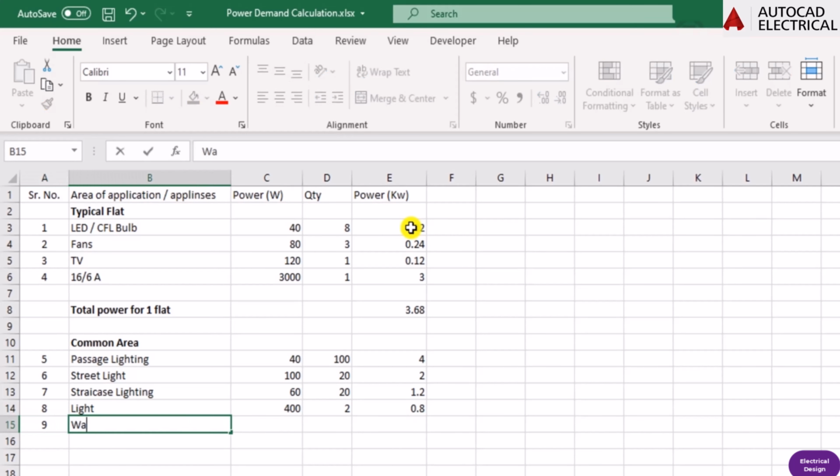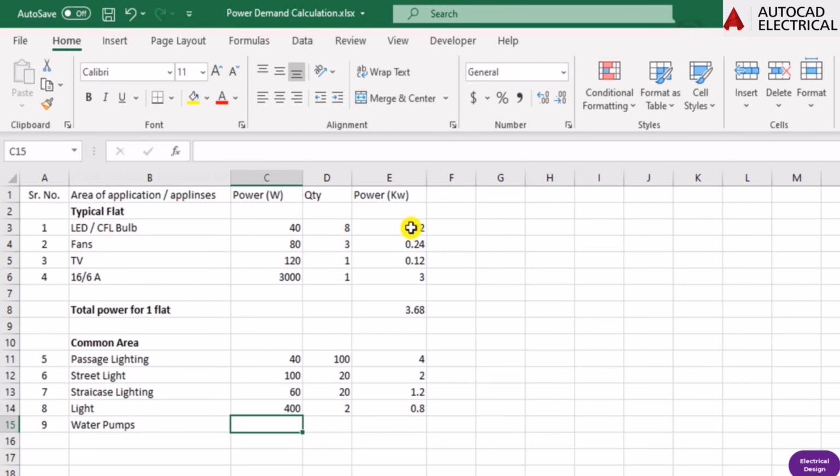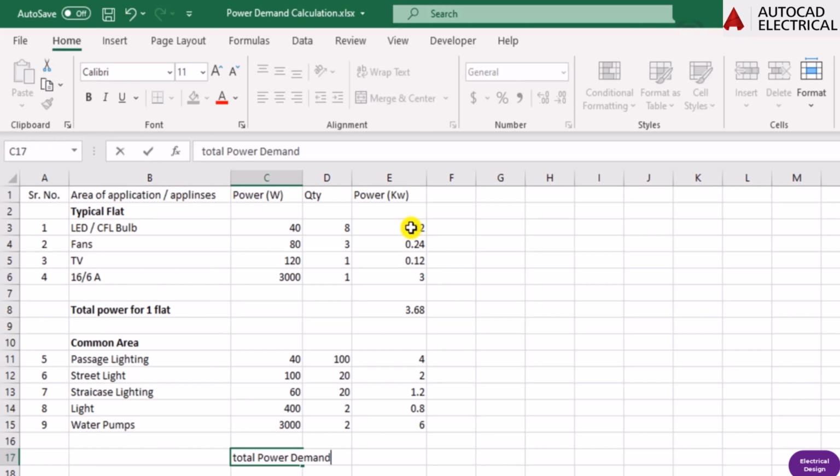Water pumps. Next is the water pumps. Each water pump takes around 3000 watts. If there are 2 water pumps for the building, it will take 6 kilowatts. So I need to calculate the total power demand for the building.